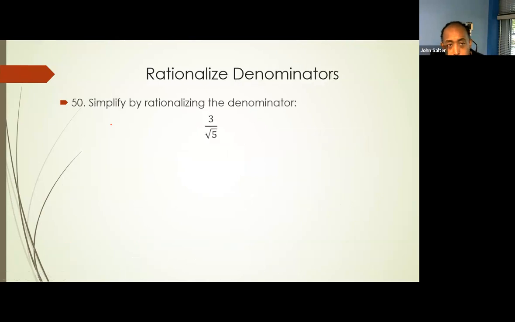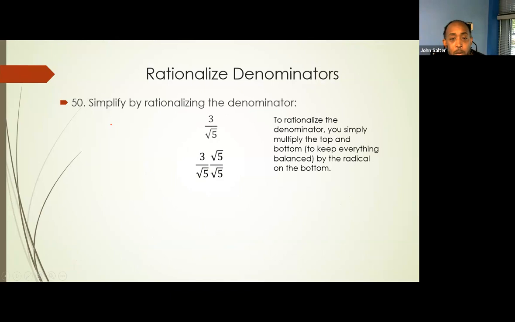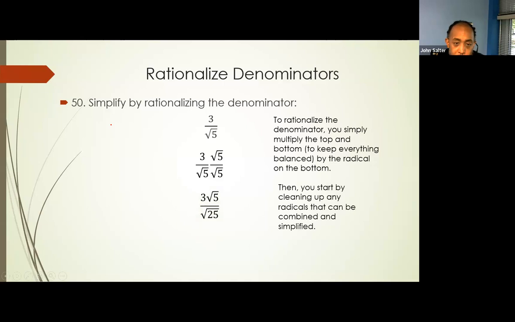Cool. Simplify by rationalizing the denominator. Rationalizing means I don't want any radicals down there. I'll multiply by that same radical. Square root of 5 times square root of 5 gets rid of the radical. It gives me square root of 25, which essentially gets rid of the radical. And the top is just 3 square root of 5. So I just multiply top and bottom by whatever the bottom was.